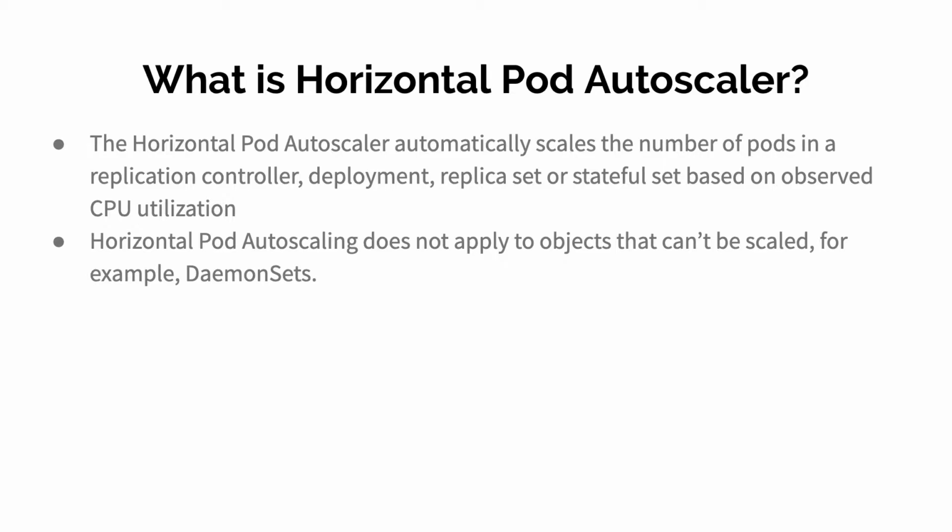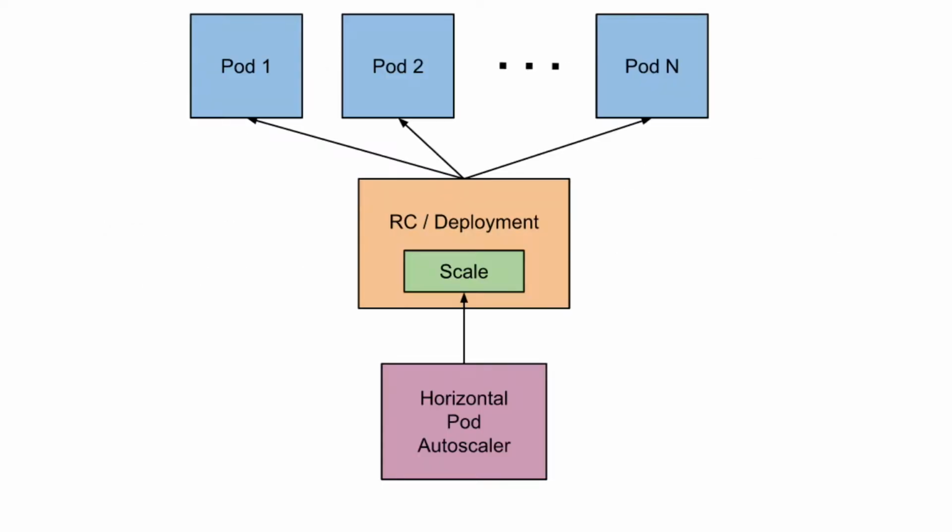Let's get started. So what is horizontal pod autoscaler? Horizontal pod autoscaler is basically used to scale the number of pods in a replication controller, part of a deployment or part of a stateful set, to serve the traffic based on CPU utilization or memory utilization, right? Now, as I mentioned, HPA or horizontal pod autoscaling cannot be applied to DaemonSet because DaemonSet is only one pod per node.